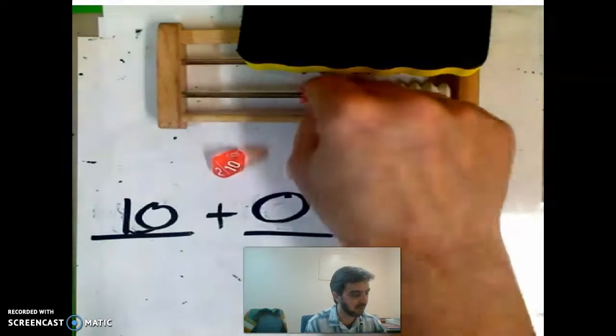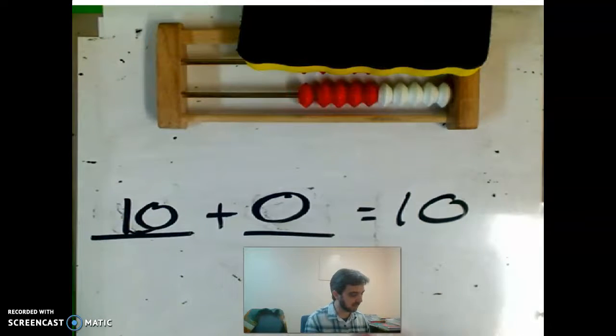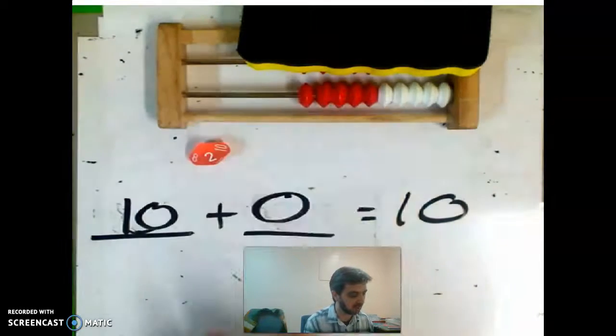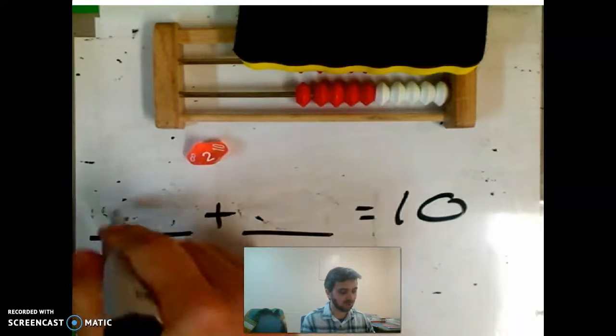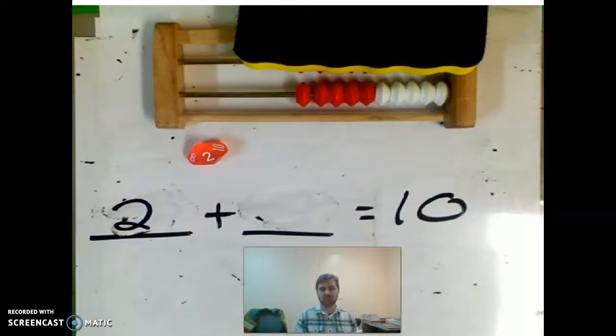So 10 and 0 are also 10's partners. Okay? All right, let's see if we can get one more that is like a legit one. Oh, a 2. There we go. That's good. All right, so let's erase these. So 2 plus what gives me 10? Once you figure that out, then I'll let you know how you did.